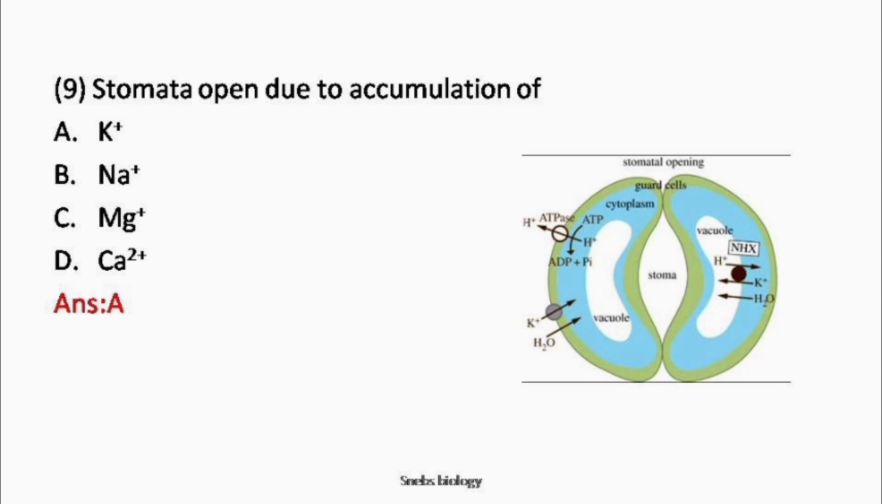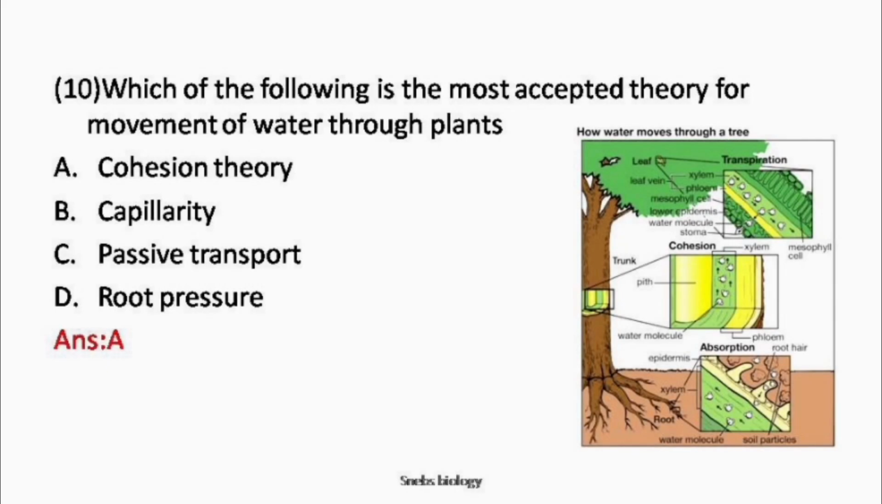Okay. Next, question number 10. Which of the following is the most accepted theory for movement of water through a plant? Option A, cohesion theory. Option B, capillarity. Option C, passive transport. Option D, root pressure.